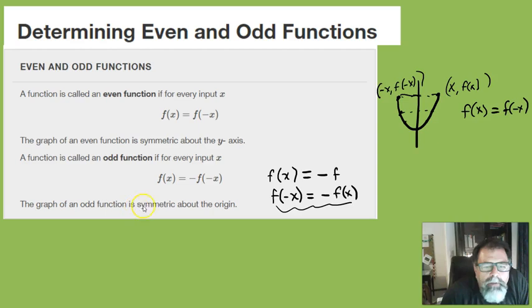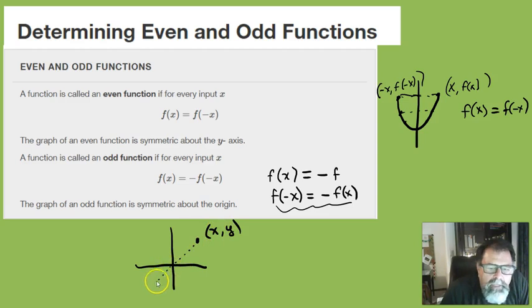The graph of an odd function is symmetric about the origin. We haven't talked about symmetry about the origin. So symmetric about the origin is if you have an x, y point and you want to be symmetric through the origin, you have to change both coordinates. So it would be negative x, negative y. Okay? And that's kind of where this comes from. If you switch the x coordinate, you have to switch the y coordinate. So you switch both of them to be symmetric to the origin.